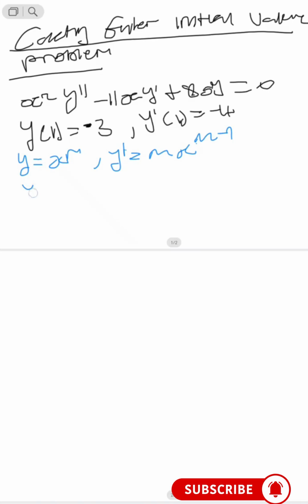So which means we know that the second derivative is equal to what? m(m-1) x^(m-2). So now, because we are having the values of the second derivative of y, first derivative of y, and y, which means now we can go ahead and substitute.